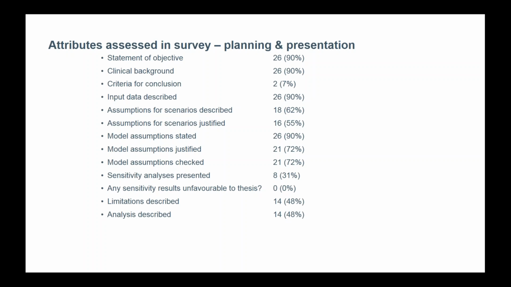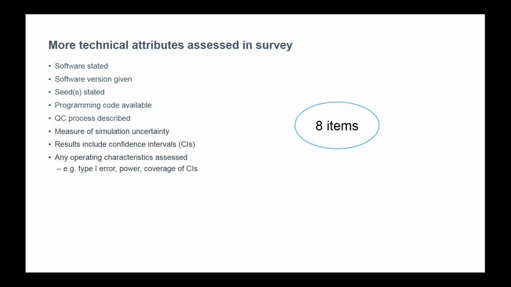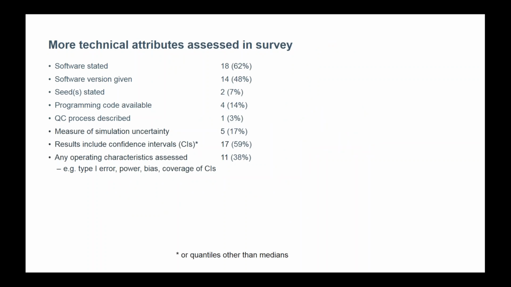Although, as a kind of compensation, about half the papers did describe the limitations of whatever method or design was being assessed. And then again, forgive the speed of this short presentation on the survey. I looked at some more technical attributes, 8 items here, and found a relatively low rate of inclusion of items that were felt to be quite useful, if not important, in best practice.